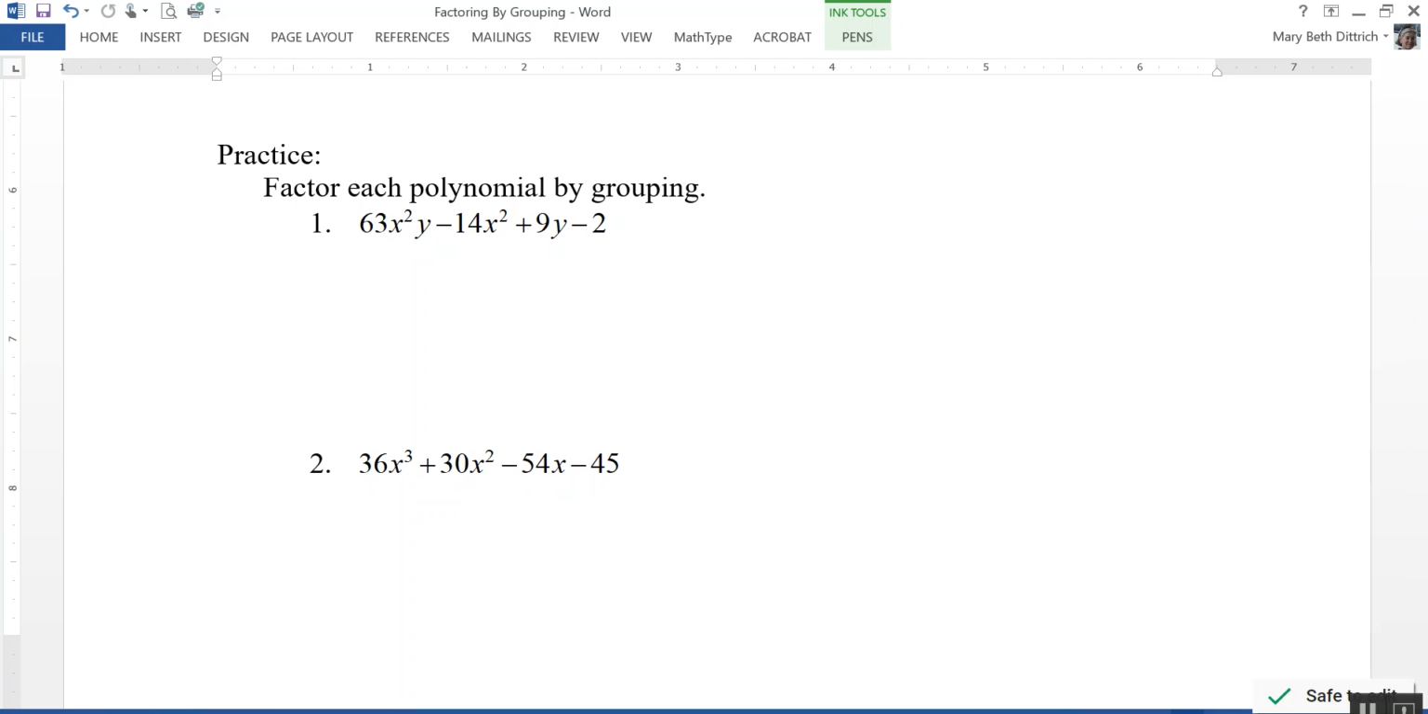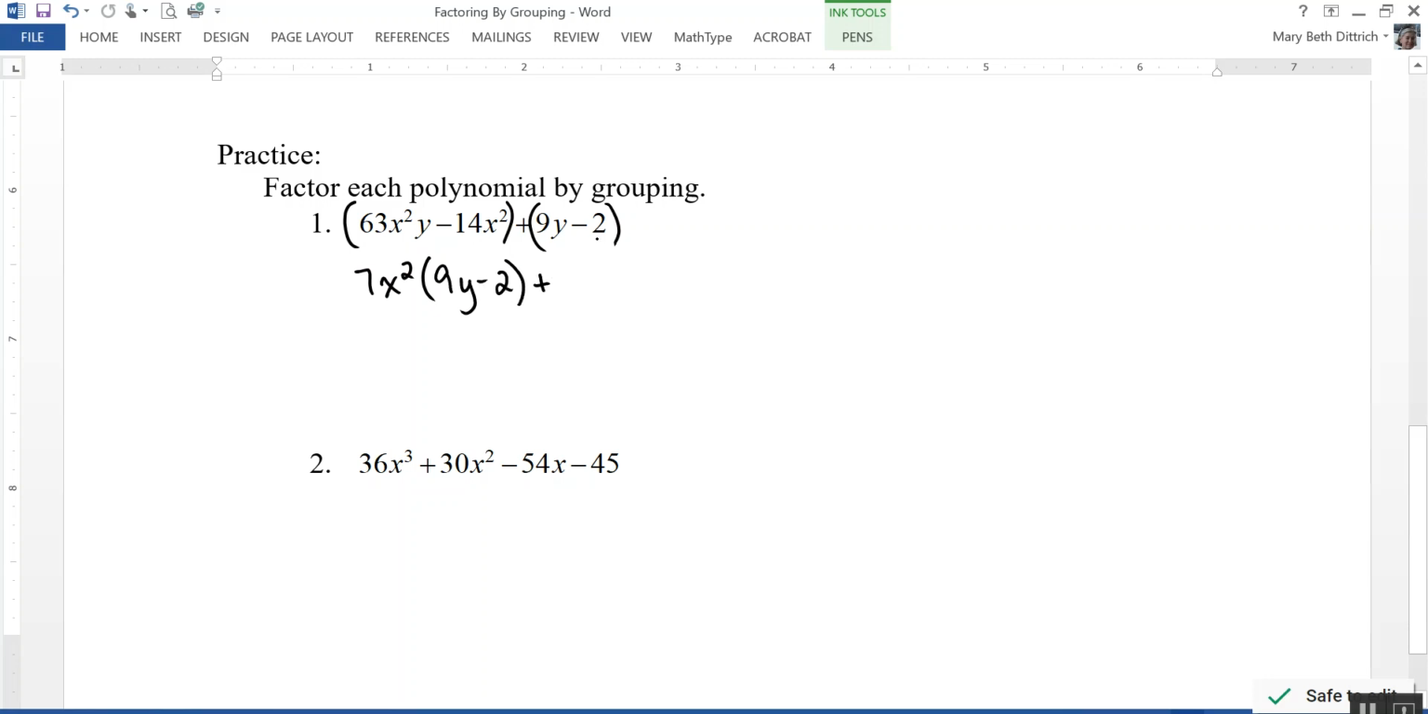Okay, let's take a look at these examples. So here I have 63x squared y minus 14x squared plus 9y minus 2. And I don't see a greatest common factor of all of those, so I'm going to go ahead and put parentheses around the first 2 and parentheses around the last 2. And out of the first set of parentheses, I can take out, looks like a 7x squared, and that's going to leave me with a 9y minus 2.